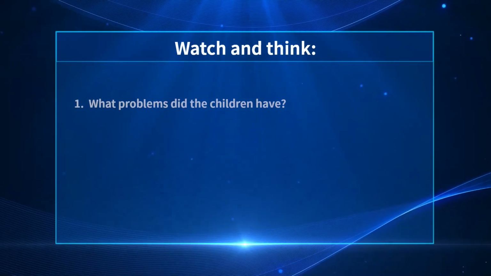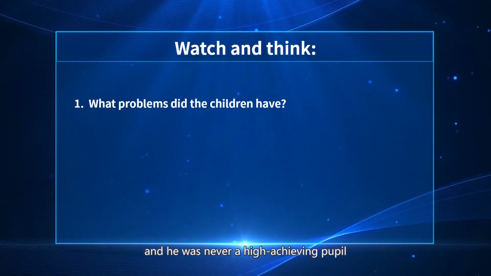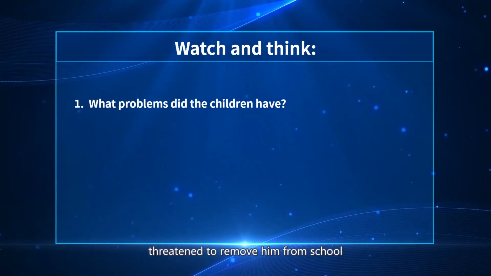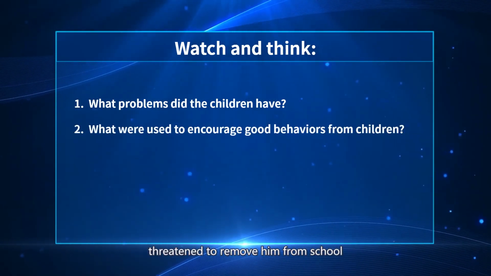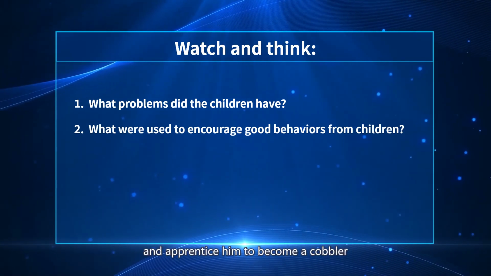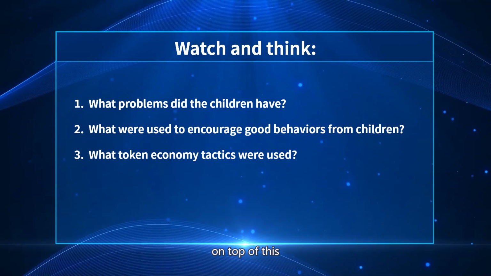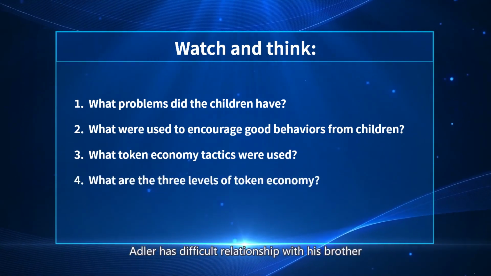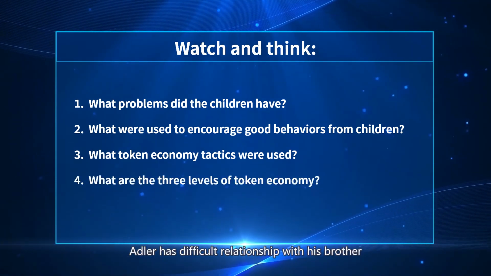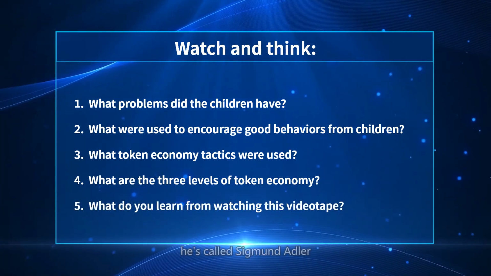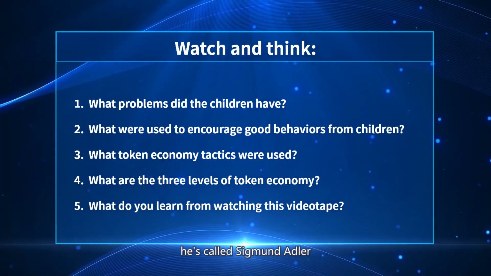These questions. First, what problems do the children have? Behavioral problems they have. Second, what was used to encourage good behaviors from these children? And thirdly, what token economy tactics were used? And fourthly, what are the 3 levels of token economy? And fifthly, what do you learn from watching this videotape?